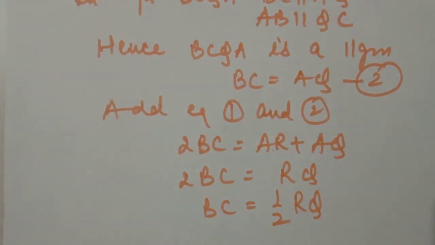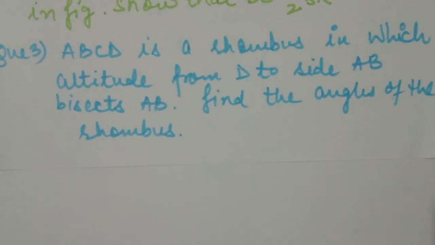Now question number 3. So students, question number 3 was: ABCD is a rhombus in which the altitude from D to the side AB bisects AB. Bisect means cut into 2 equal parts. Find the angles of the rhombus.